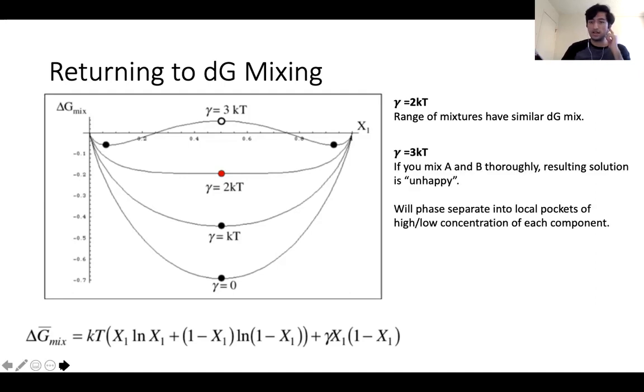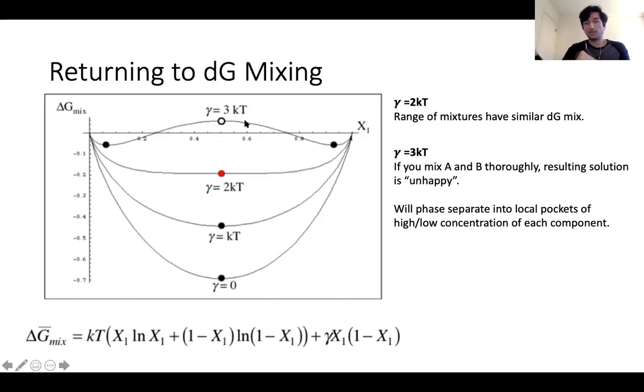And then what happens with gamma equals 3 KT is a pretty interesting scenario because in this case, the gamma parameter is pretty high, meaning that if you started with a mixture that's, say, 60% A and 40% B, then when you mix the two together really thoroughly and you try to achieve a homogeneous mixture, you'll actually end up with a positive free energy, meaning that the resulting mixture is unhappy, or that it's energetically unfavorable.